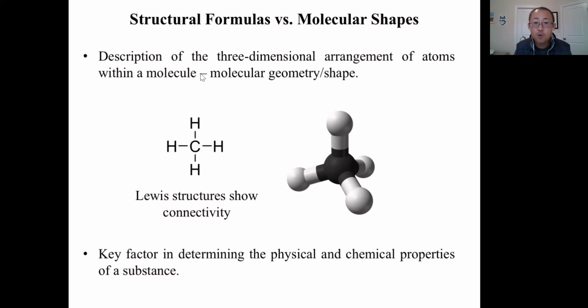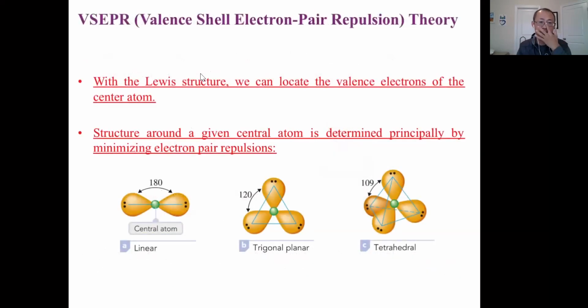So we need to know how to do that, because the geometry not only can tell how they're bonded together, but also can help us to predict the physical and chemical properties of some substances. So how do we know the geometry?